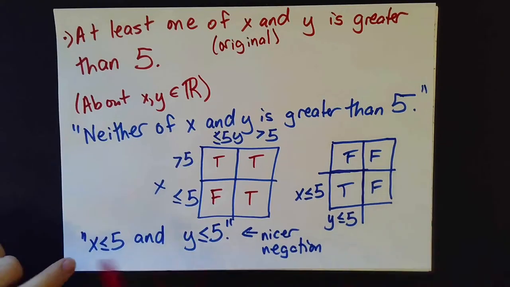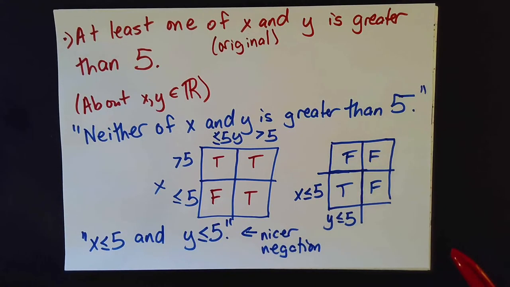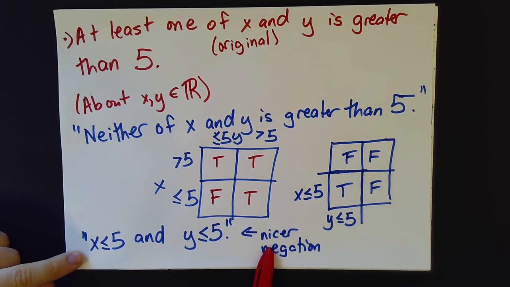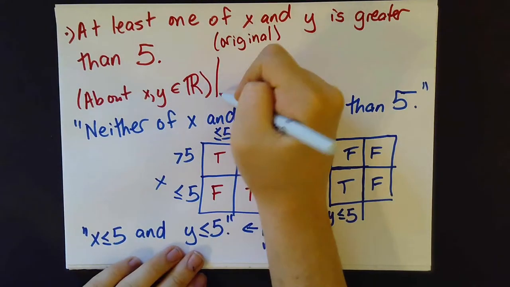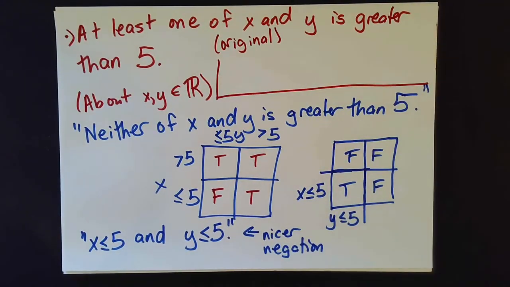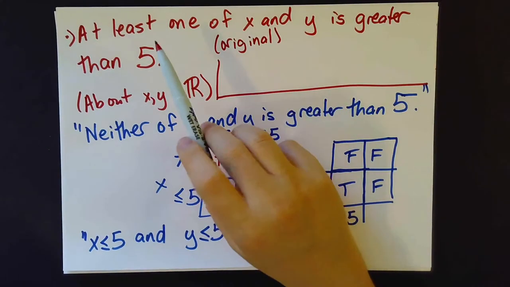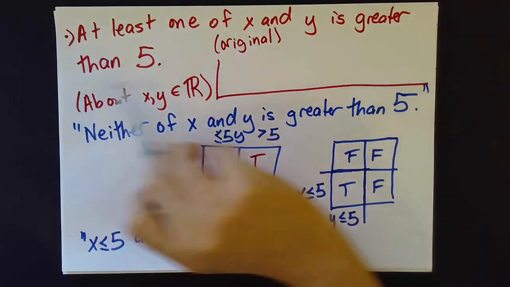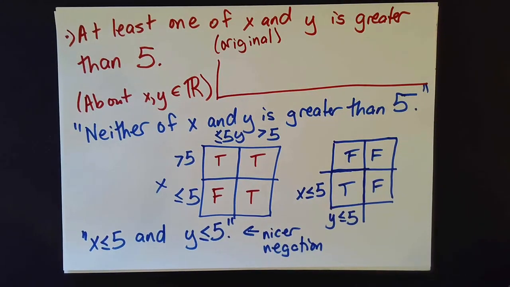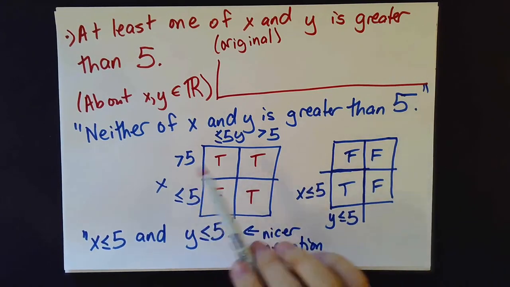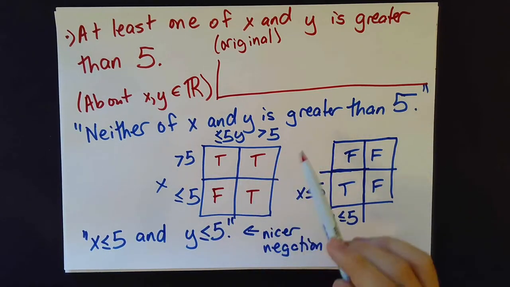How do we come up with this? Well, we could write out the tables. There's actually a different way to come up with this negation, which is to think back to the original statement and realize what the original statement is really saying. Okay. Namely, what is this original statement really saying? If you want to spell it out in terms of X being greater than 5 and Y being greater than 5.